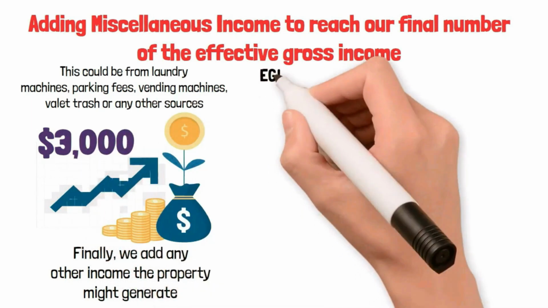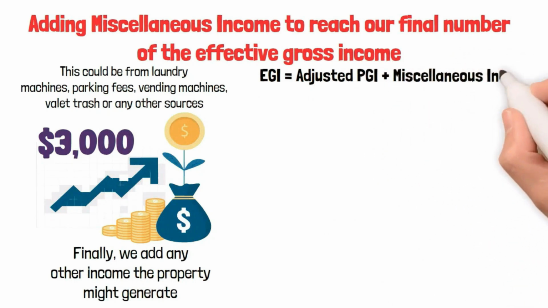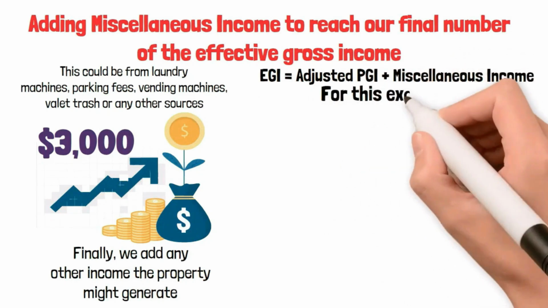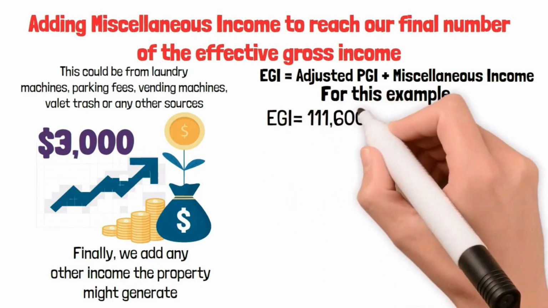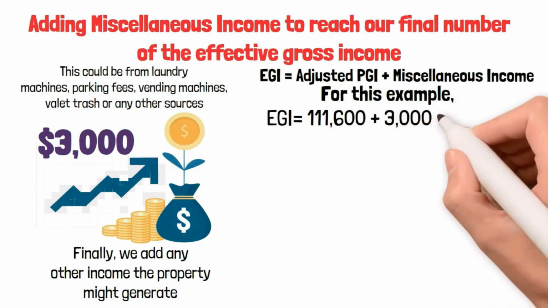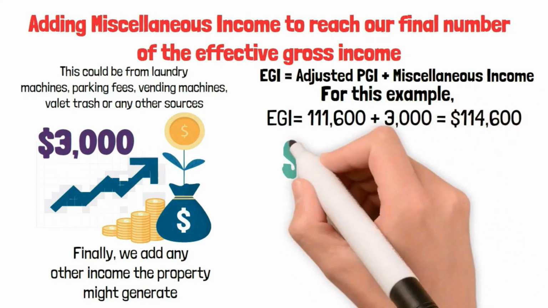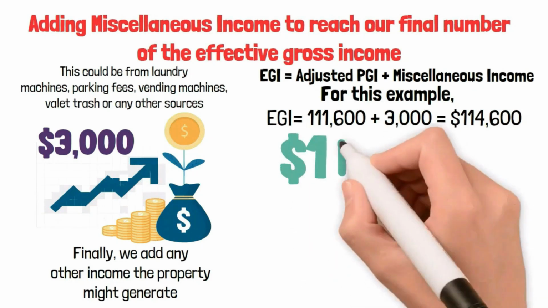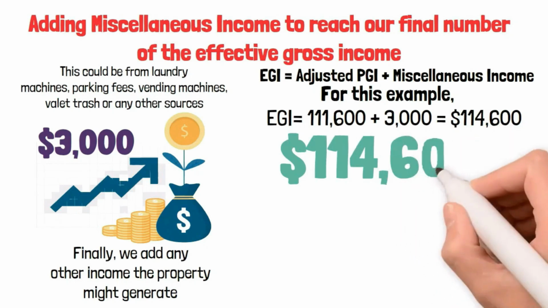EGI equals adjusted PGI plus miscellaneous income. For this example, EGI equals $111,600 plus $3,000 equals $114,600. And there you have it, folks. The effective gross income for your rental property is $114,600.